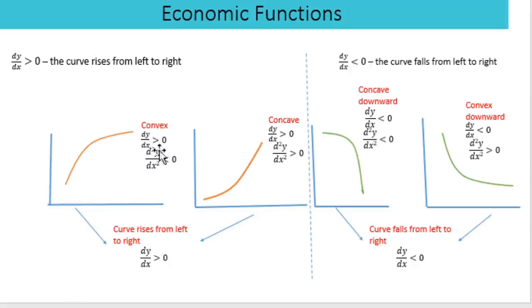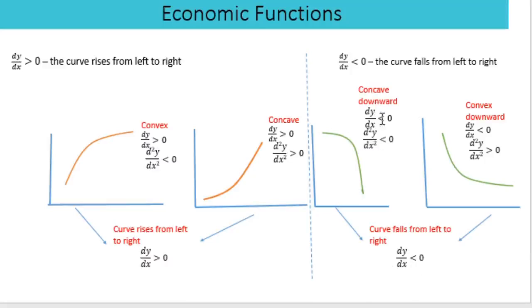In both cases, the first order condition is greater than 0, but in the case of the convex curve, the second order condition is less than 0, and in the case of the concave curve, the second order condition should be greater than 0. Here, the conditions for a curve which falls from left to right are given. It can be either concave downward or convex downward. In this case, the first order condition should be dy by dx less than 0. That is, the first order derivative should be less than 0.